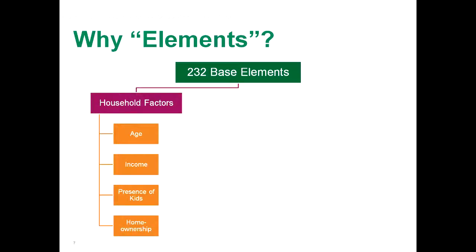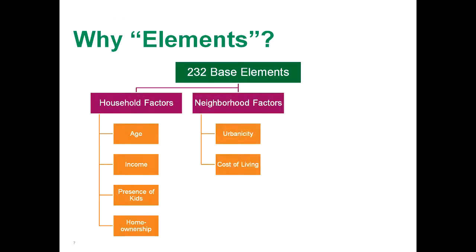So elements are essentially the basic building block that we use to associate all U.S. households. We have 232 of these base elements, and they were created based on 3 primary dimensions, starting with household-level demographics, which many segmentation schemes are built on. We use age, income, presence of children, home ownership as primary inputs. We also layer on neighborhood factors like the urbanicity or the population density in which a household lives, along with the cost of living of that area of the country.